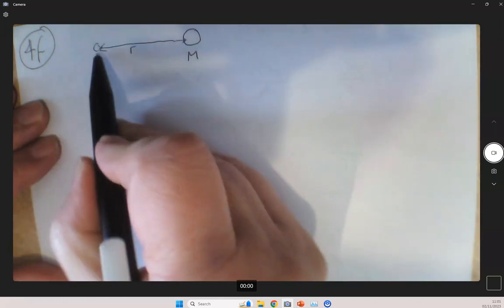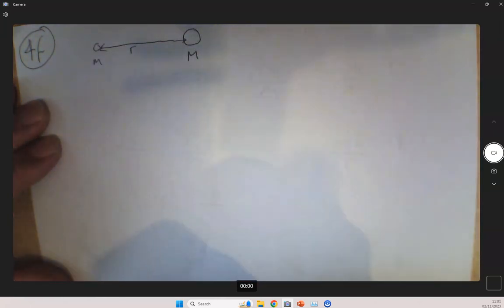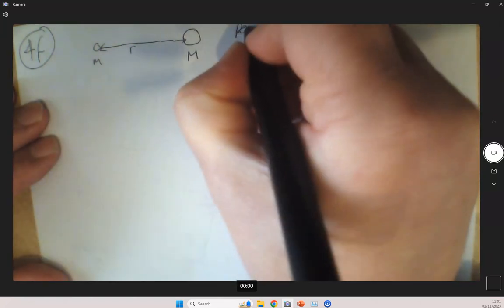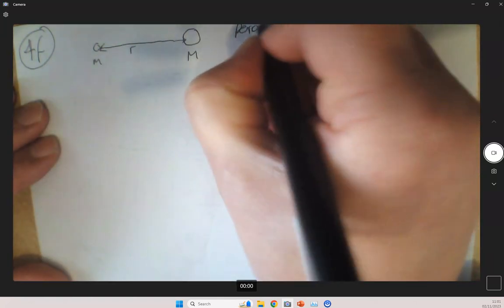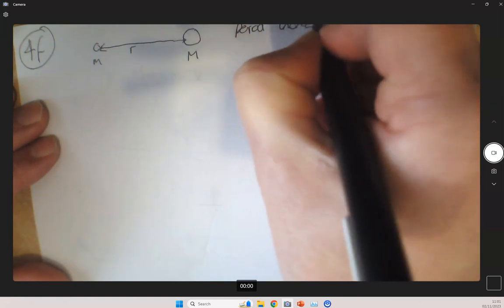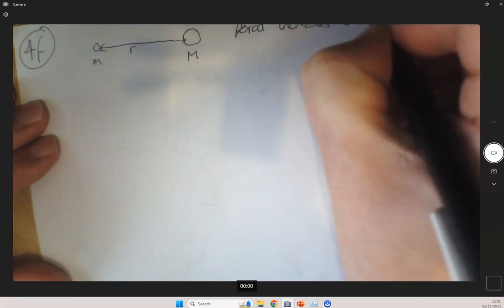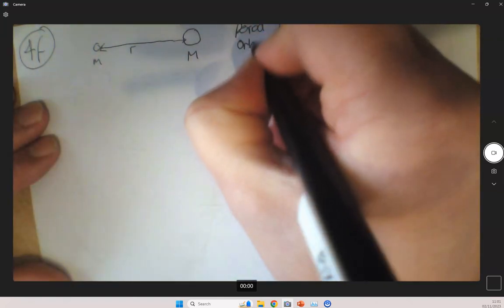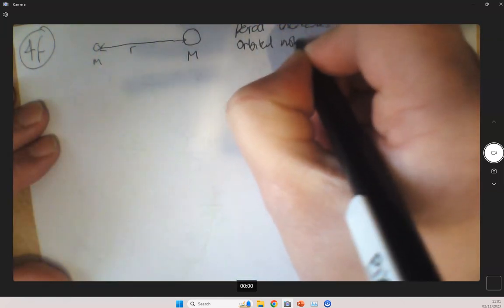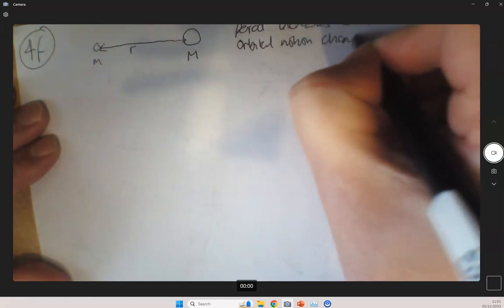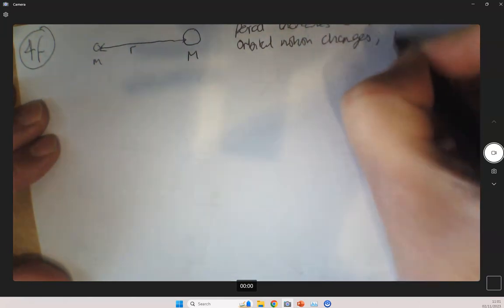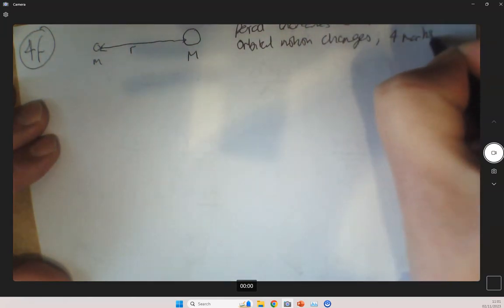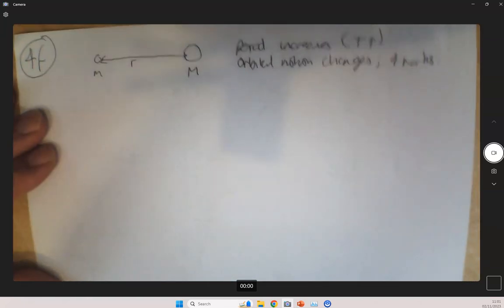r. Now strictly that should be from the centre of masses of these objects, and what they're telling us is the period increases, which is normally written as the capital T, and that increases, and they want to know how the orbital motion changes, and it's for 4 marks, so I'm going to have to make 4 points to actually pick all that up.